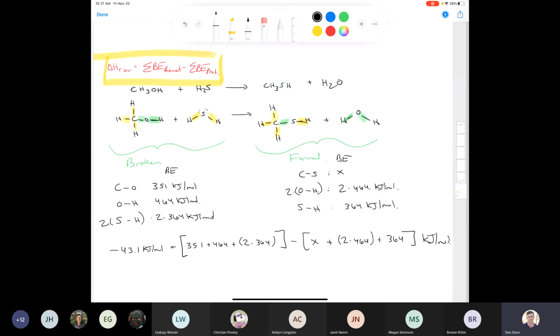Well, the rest is just algebra in solving for the bond enthalpy of the carbon-sulfur bond. When you do this, you simplify to something that looks like this: negative 43.1 is equal to 1543 minus X minus 1292. Of course, everything is kilojoules per mole. And then when you solve for X, you find that X is equal to 294.1 kilojoules per mole. So we're just using a little bit of algebra to solve for X, which was the bond enthalpy of the carbon-sulfur bond.